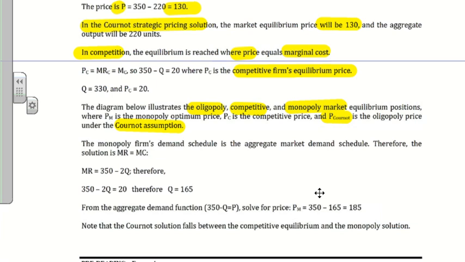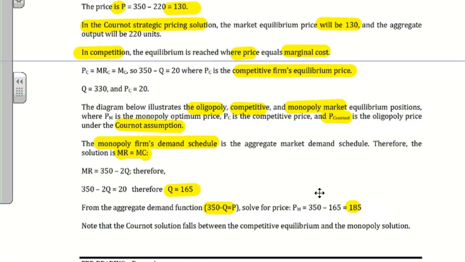The monopoly firm schedule, where remember, in monopoly our pricing is where marginal revenue is equal to marginal cost. Solve for that and we get a quantity of 165, and we can just plug that into the equation to get the price. After all of this, guys, don't spend too much time on the maths, just get an understanding of what we're trying to do.